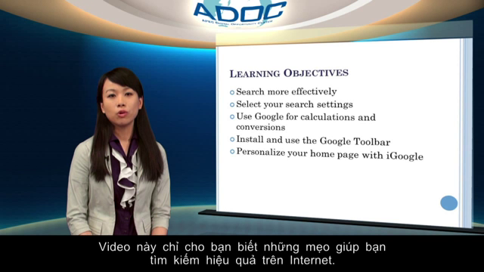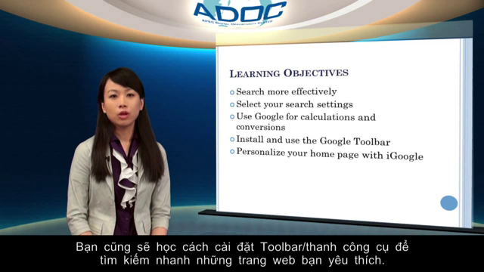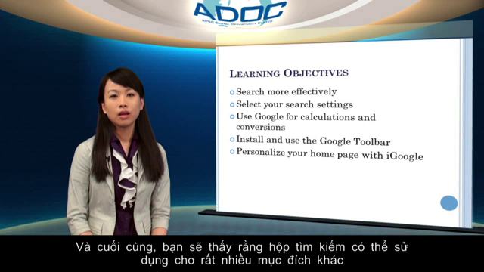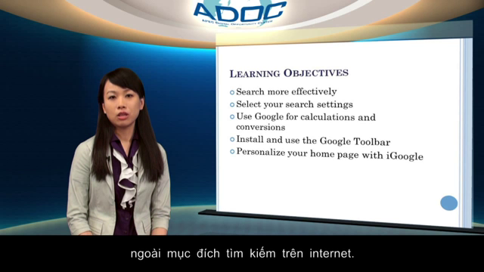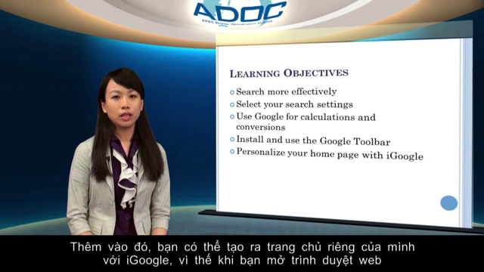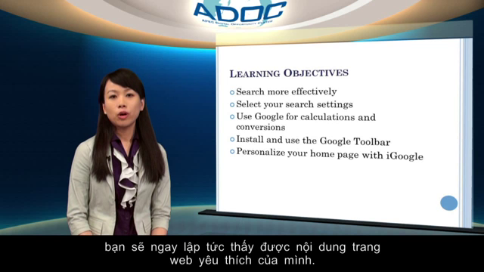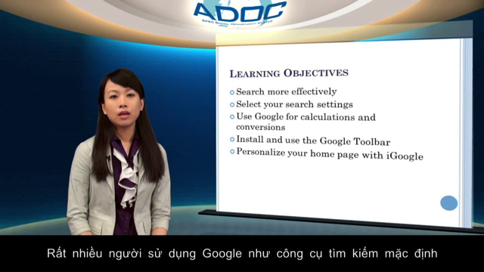This video will show you a number of tips to help you search the internet more effectively. You will also learn how to install the toolbar to quickly find your favorite web pages. And finally, you will see that the search box can be used for lots of other things besides searching the internet. Additionally, you can create your own homepage with iGoogle so that when you open Internet Explorer, you will immediately see the contents of your favorite websites. Many people use Google as their default search engine.